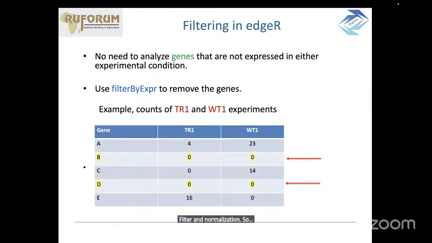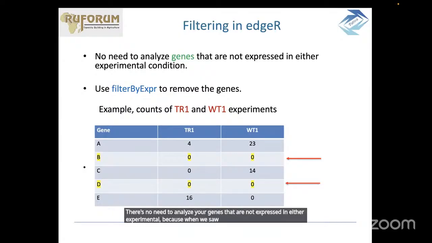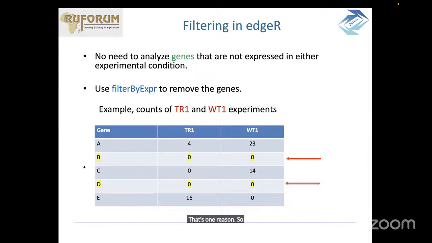There's no need to analyze your genes that are not expressed in either experiment, because when we saw that some of them were 0, 0, 0s, that's one reason. So sometimes you have to remove those ones, because yeast has around 6,000 genes, but some of them are not expressed at all. So sometimes we need to remove those. That's one reason why we do filtering. Okay.